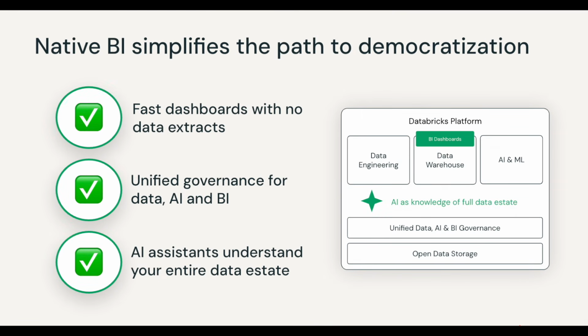To truly democratize data, BI tools should be native to your data platform. This eliminates data silos, avoids extracts, and enables real-time analytics on all of your data. Native BI also unifies governance, ensuring seamless security, full data lineage, and no duplication of policies. And AI assistants in native BI tools are smarter. They understand your entire data estate, adapt to imperfect data, and learn from feedback to deliver accurate, meaningful insights.